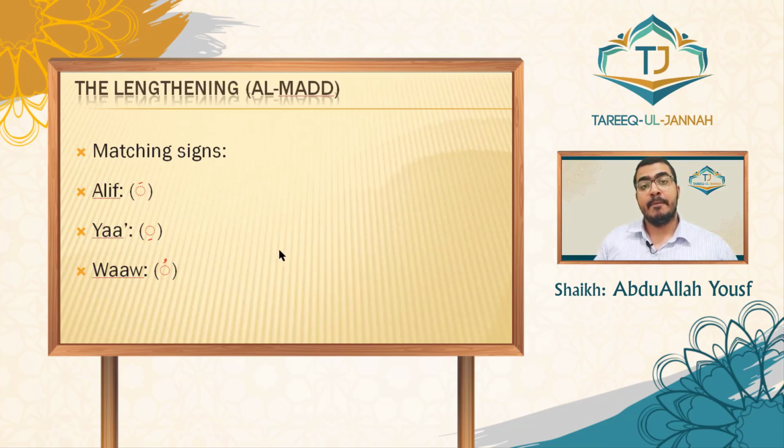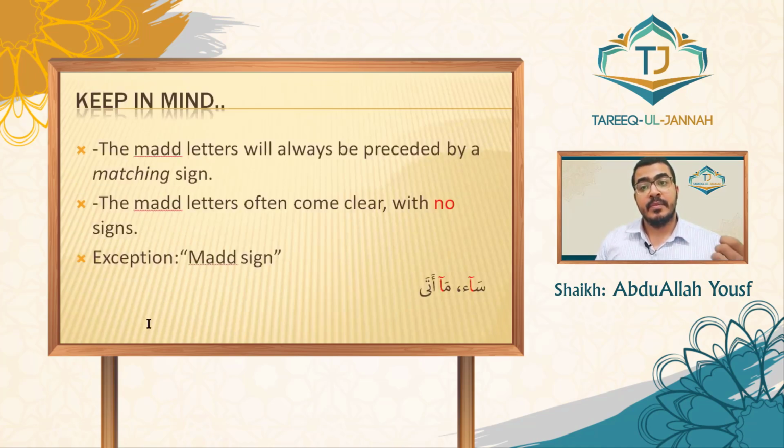There are 2 very important things that you should know about the mad letters. First one is that there is a matching sign for each mad letter. Alif is matching with the fatha, ya is matching with the kasra, waw is matching with the dhamma. I'm telling you this because the mad letter should always be preceded by a letter carrying a matching sign. The mad letter always comes clear with nothing on top.